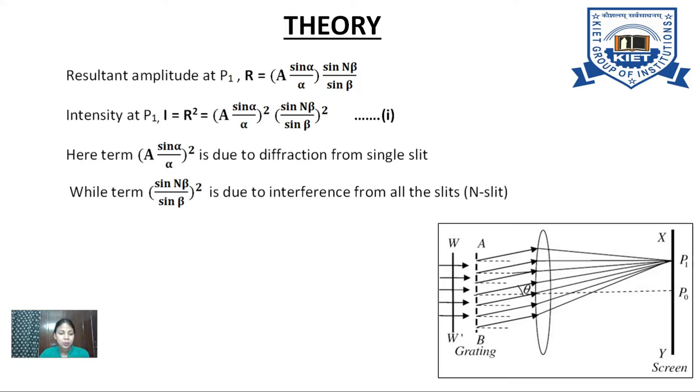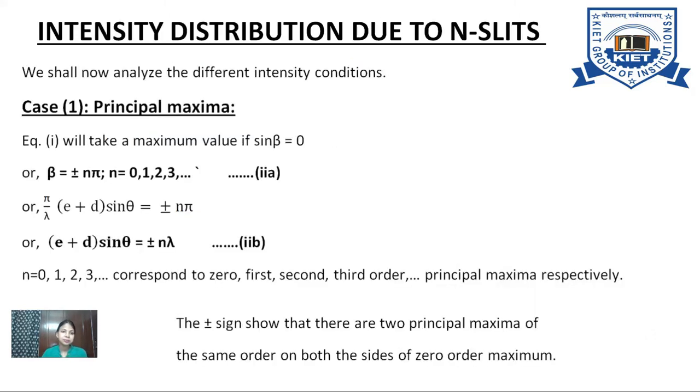Intensity we find out by squaring this amplitude, and intensity therefore becomes I is equal to R square, which is equal to A square (sin alpha upon alpha) whole square times (sin N beta upon sin beta) whole square. It is important to understand that the first term, that is (A sin alpha upon alpha) square, is due to diffraction from a single slit, while the second term, which is (sin N beta upon sin beta) whole square, is due to interference from all the slits, that is N slits. Intensity distribution due to N slits.